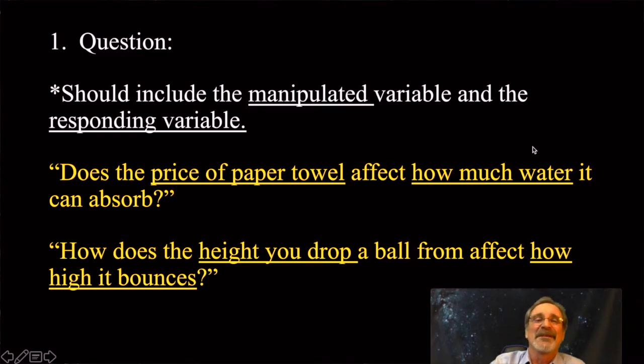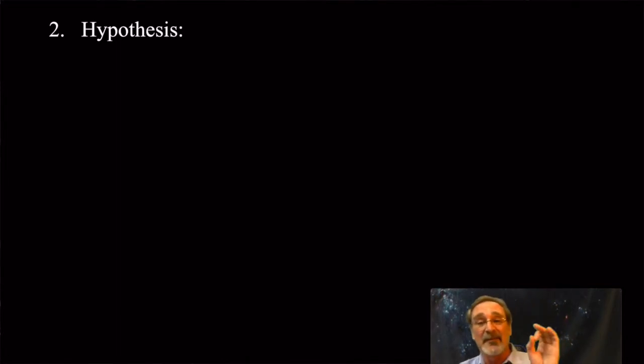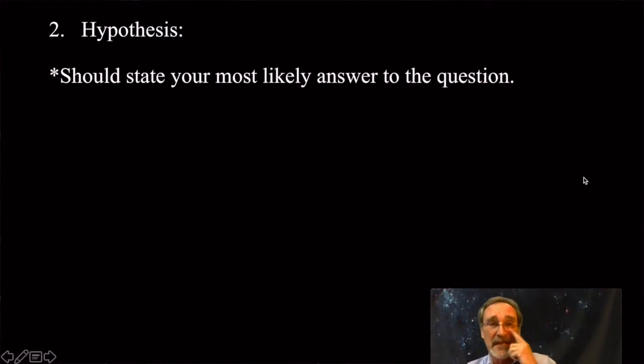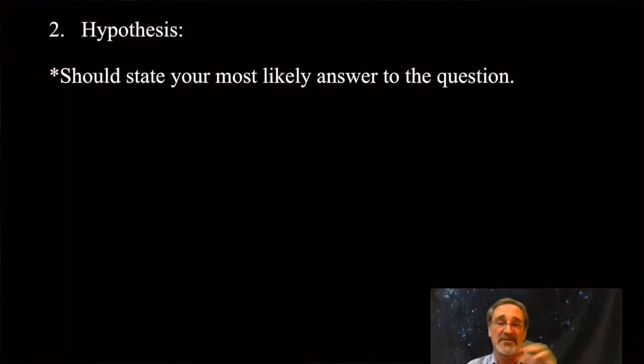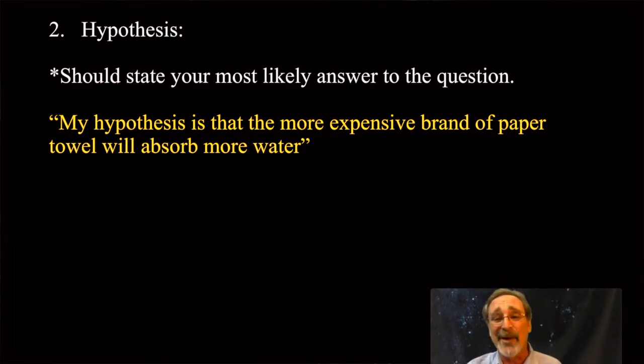Those are just examples. The hypothesis is the second part. Not every lab write-up you ever do in a science class is going to have a required hypothesis, but it is part of the classic scientific method, so it's good to teach it. It should state your most likely answer to the question, whatever you think the answer probably is, sometimes called an educated guess. You might state it: my hypothesis is that the more expensive brand of paper towel will absorb more water. Go ahead and write it out. That's what you're going to test to see if the data backs it up.